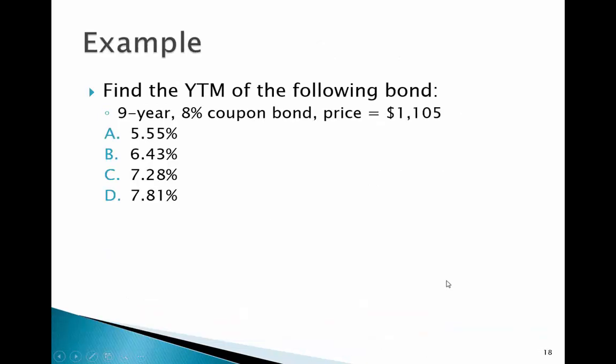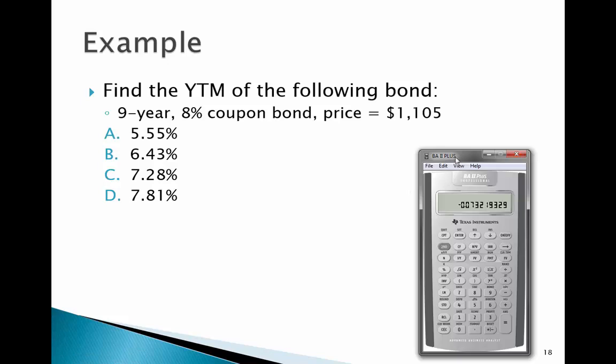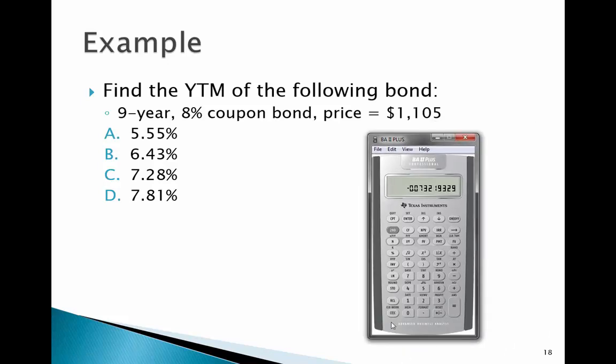Okay. All right, so here's one for you to practice. So stop the recording and see if you get the right answer here. I'll calculate it out for you now. So let's see, N is 9, the coupon rate is 8%, so 80 is the payment. Future value is 1,000. It's selling for 1,105, and I have to make that negative. That goes in for present value. And then I'm going to compute I.